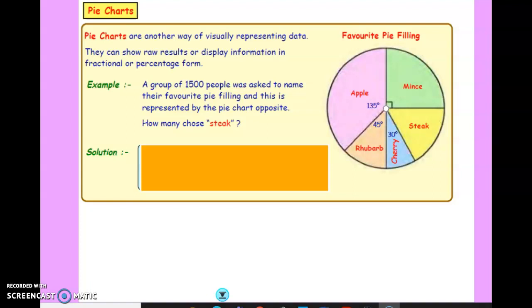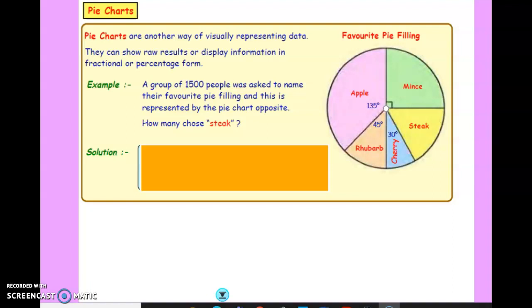Okay, another way of representing data then is using a pie chart. Now, a pie chart can show things as a fractional or percentage form, and it can also show things as an angle. Okay, so you'll see some different information on different pie charts. If we have a look at this example here, we've got a pie chart drawn out, and it's talking about the favourite pie filling.